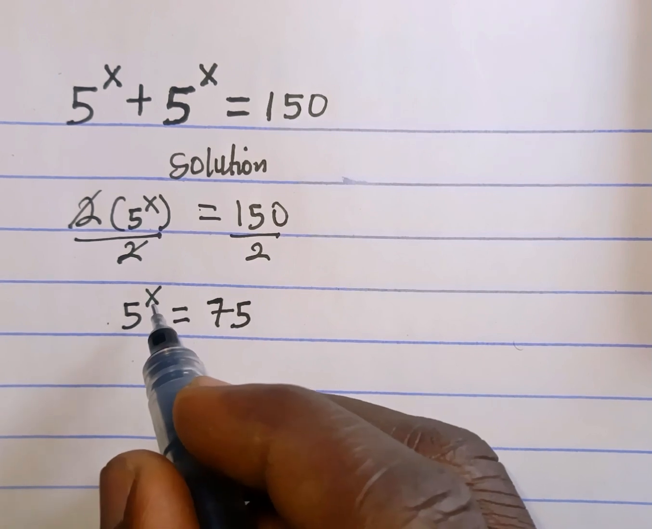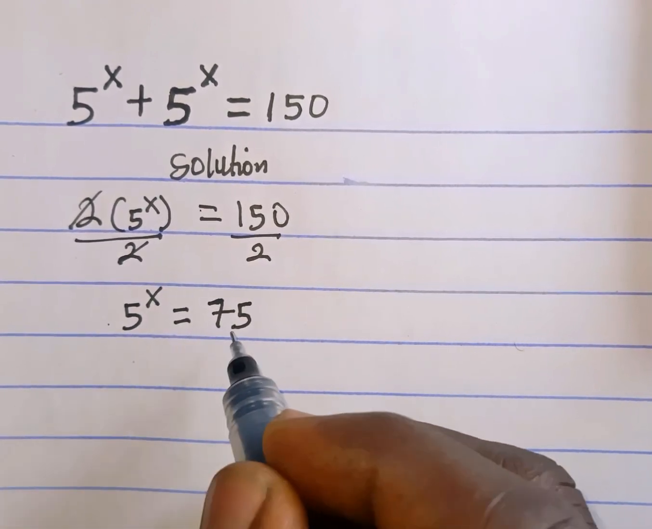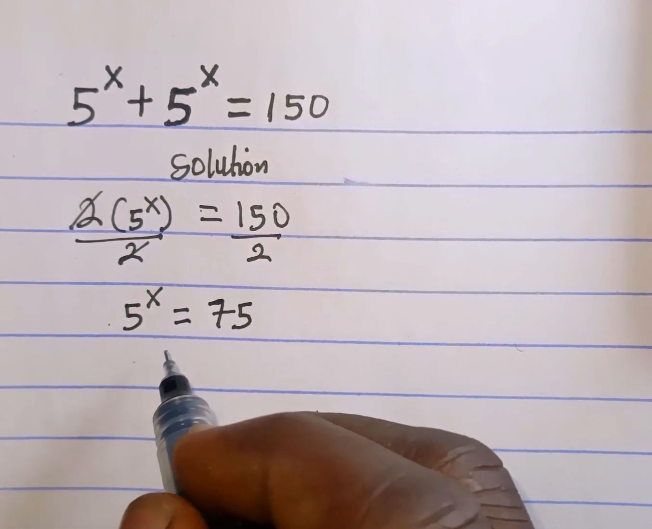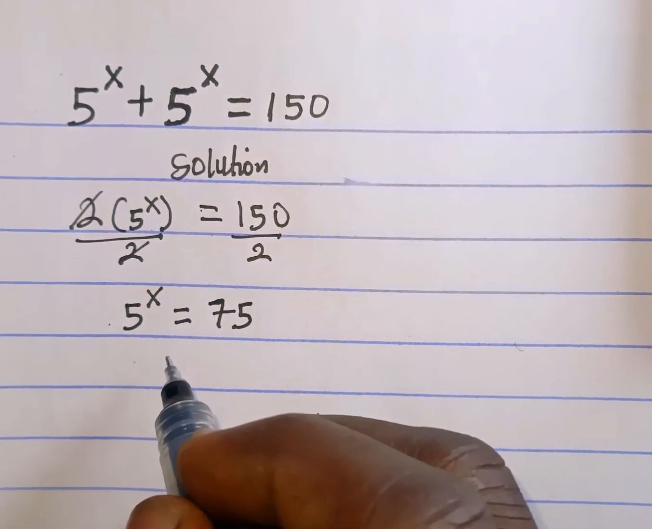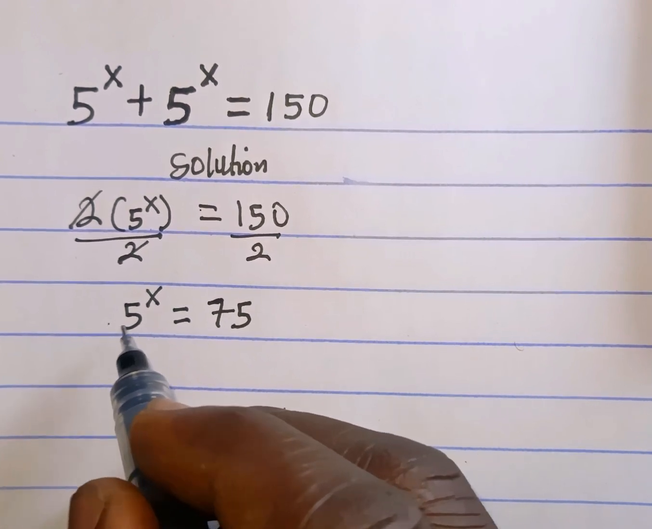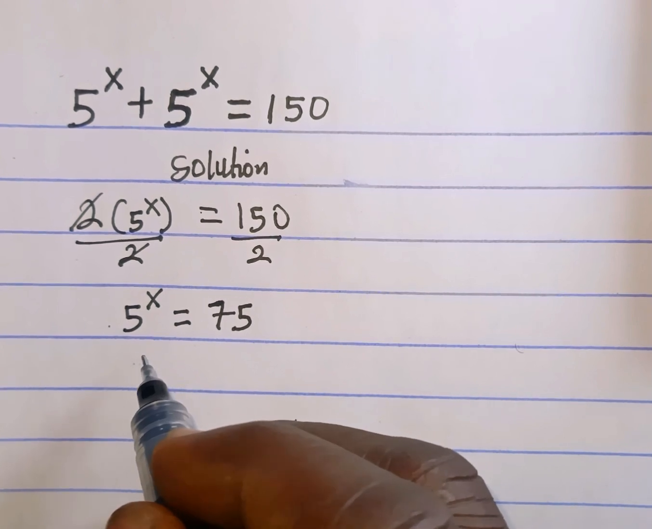So the next thing we're going to do, since in the left hand side we have 5 to the power of exponent x, and the right hand side we have a constant, and if you look at these two terms, there's no way we can make the base to be the same. So therefore, we are going to introduce logarithm. We are going to take the log of both sides to either base 10 or to base 5. But in this video, we are going to take the log of both sides to base 10.